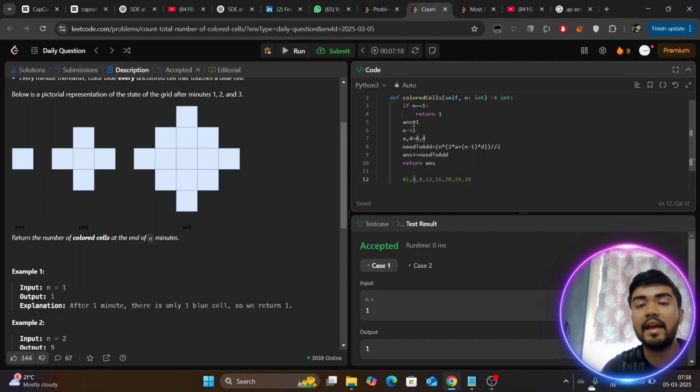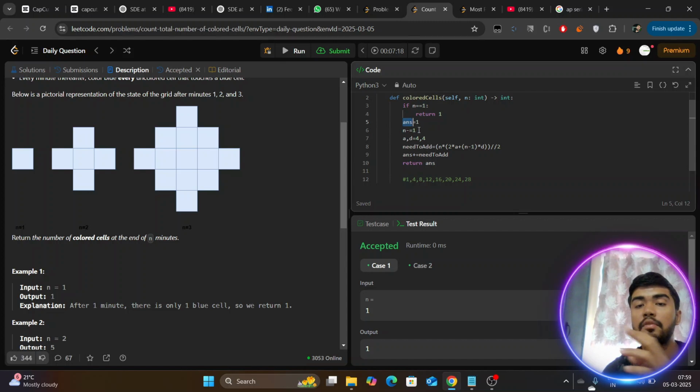So for that, I have initialized my answer equals to 1, because I know for n equals to 1 we are able to color only one cell. After that I have decreased my n, because, as we just discussed, n equals to 1 is going to be a point of problem. So if we can remove n equals to 1 from the calculations, then we are good to apply our AP formula. So I have removed n equals to 1, and I have done n minus equals to 1.